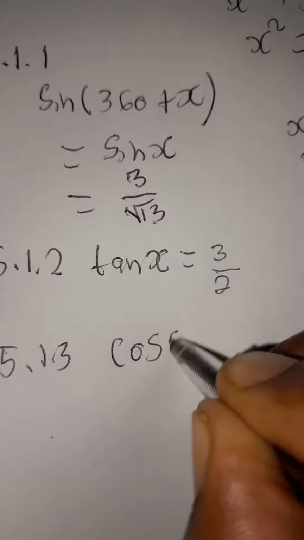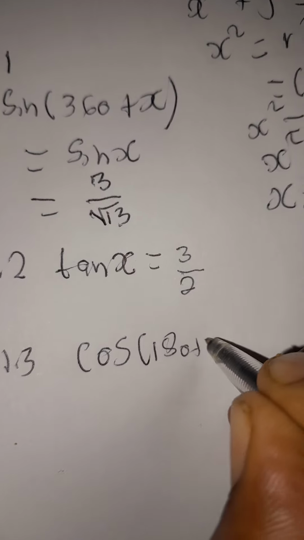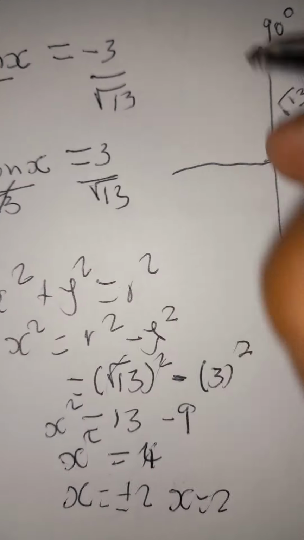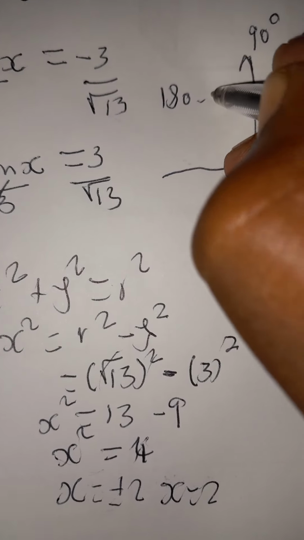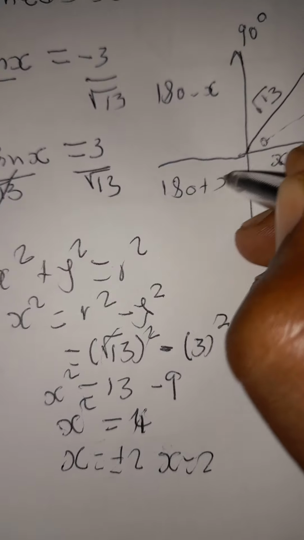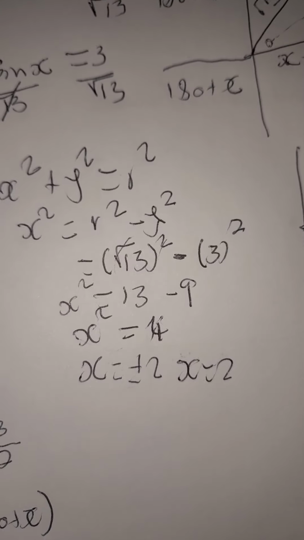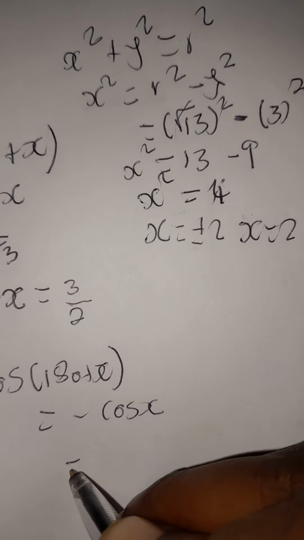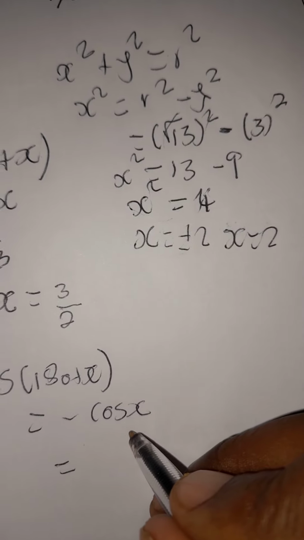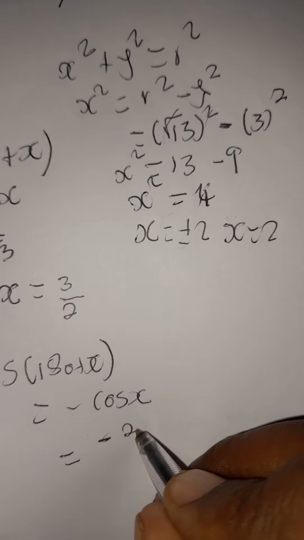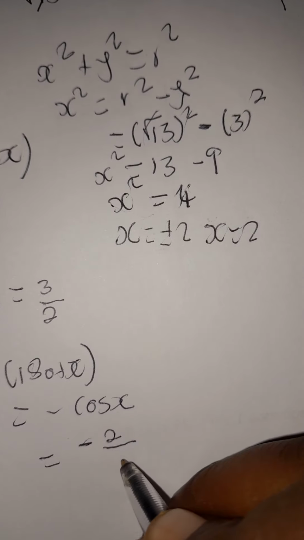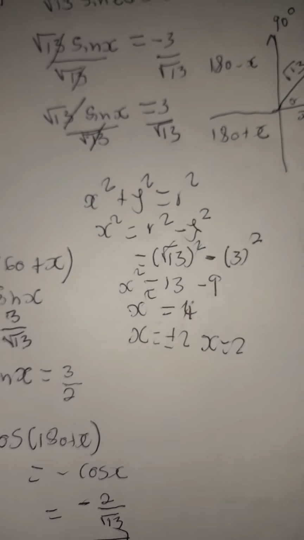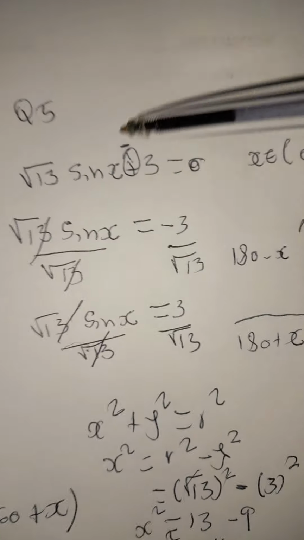The other one was saying cos of 180 plus x. Remember that when you're using the CAST diagram, this will be 180 minus x, and this will be 180 plus x. The third quadrant is not a home for cos, it's a home for tan. So in this case, we will have negative cos x. Remember, cos is adjacent, so we will have negative 2 all over the hypotenuse, which is root 13.